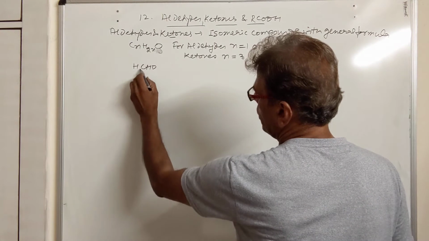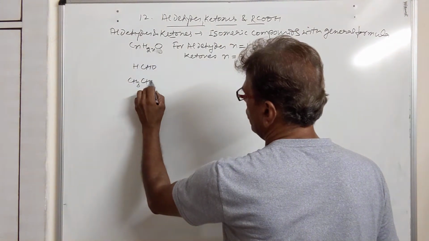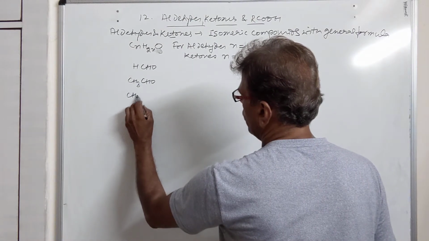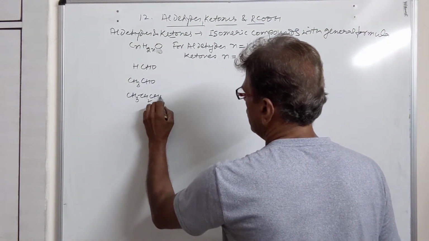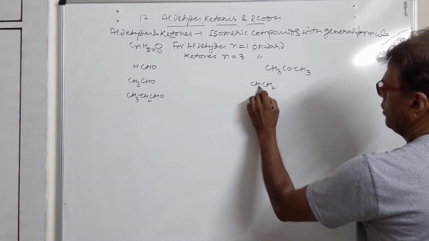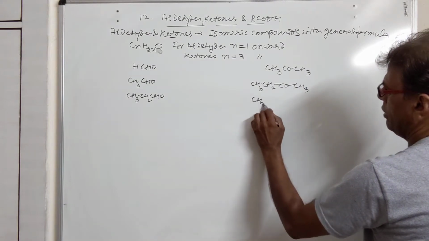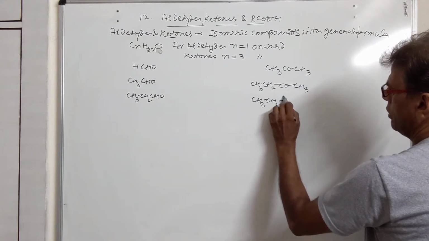The second member can be obtained by adding CH2 to this, and we get CH3CHO. Again add CH2, and you get the next member. In ketones, add CH2 on the first side, and it is our second ketone. Add CH2 to this side, and it is our third ketone.